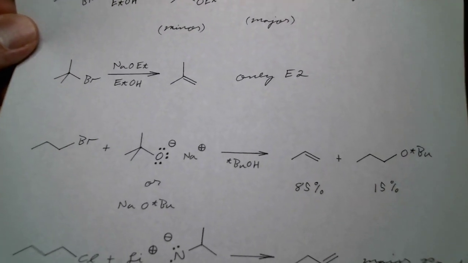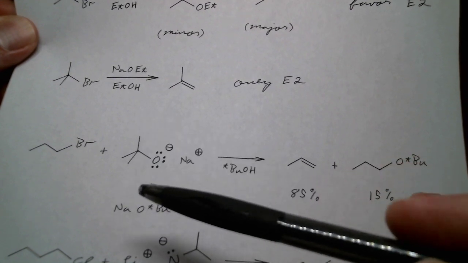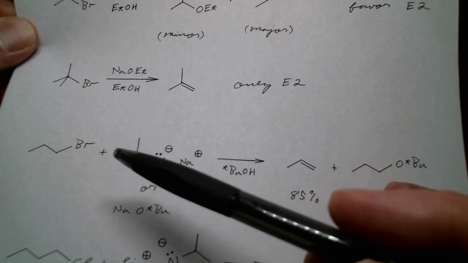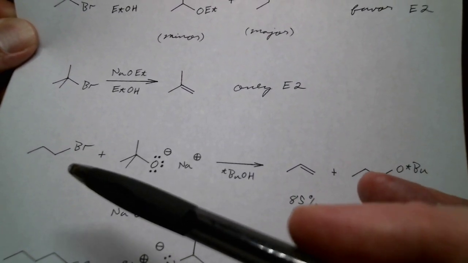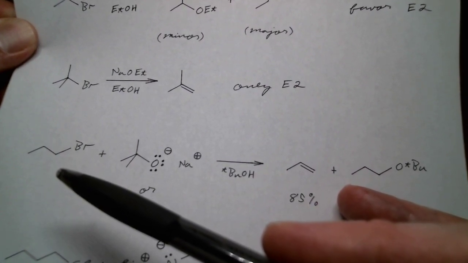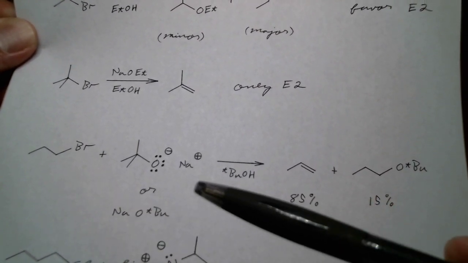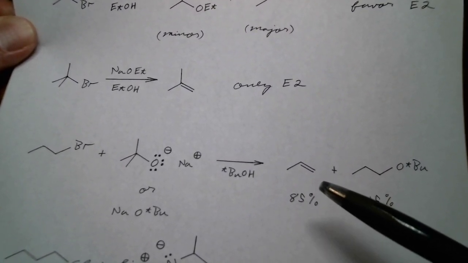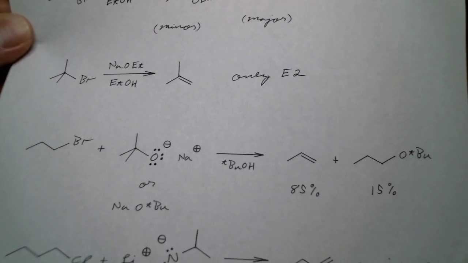What if instead of sodium ethoxide we used a bulkier base like sodium tert-butoxide? We might write it this way or write out the bond line structure. Well, now this bulky base has more difficulty doing SN2 because it's a raised activation energy for that pathway because of steric hindrance, and so we get 85% of the E2 product and then only 15% of the SN2 product.